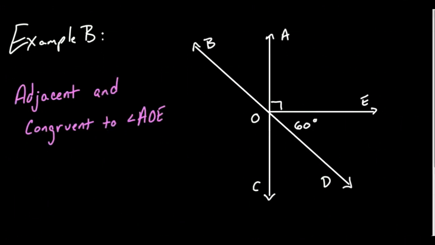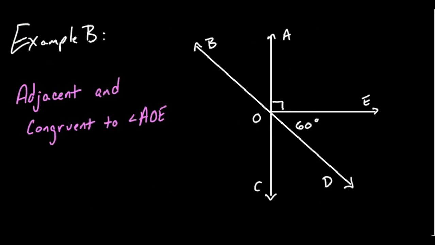So I need adjacent and congruent to AOE. So I've got angle AOE right in here, AOE, right in the purple. I need adjacent and congruent. So it has to be next to it, and it has to also be 90 degrees. That one's adjacent, but it's not congruent, so that doesn't work. That one there is adjacent, but it's only 60 degrees, so that doesn't work either.